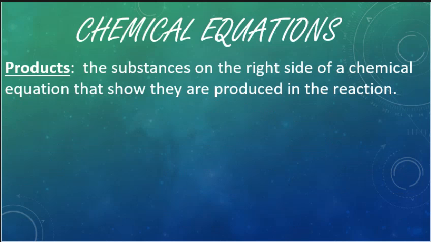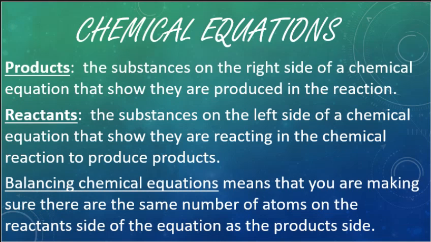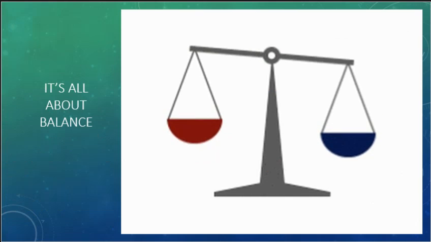So a chemical equation says this. We have products. That's the stuff we're making. Production, we're making something. That's going to be on the right side of our chemical equation. The reactants are on the left side of our equation. That's the stuff we're using to make the products. They're reacting together to form a product. And then the balanced chemical equation means that we make sure the same number of atoms are on each side, the reactant side and the product side. Does that sound easy enough? So here, it's all about balance.